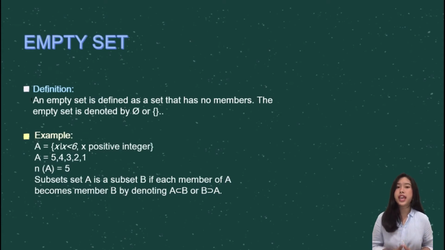Subset. Set A is a subset of B if each member of A becomes a member of B, denoted by A subset B or B superset A.